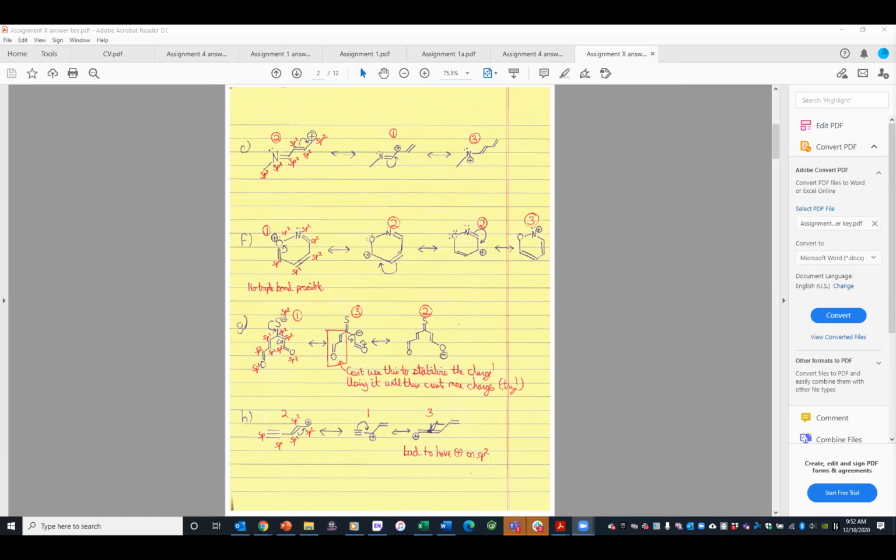So for polymerization to occur, do you have to attack or use a double bond? Yeah, you do. Otherwise, it's not going to polymerize.